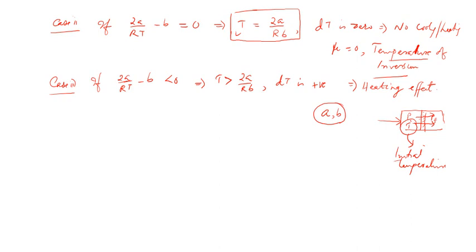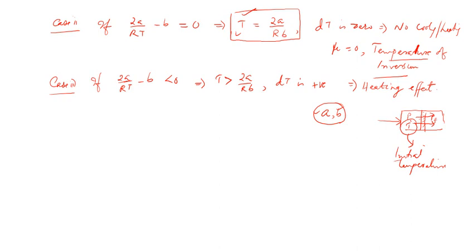For each sample of the gas, there will be some particular value for A and B. For oxygen there will be a set of values for A and B. For hydrogen there is a set of values for A and B. So depending on the A and B values for that particular gaseous sample, there will be a particular value for this temperature, which I have boxed here and named the temperature of inversion.